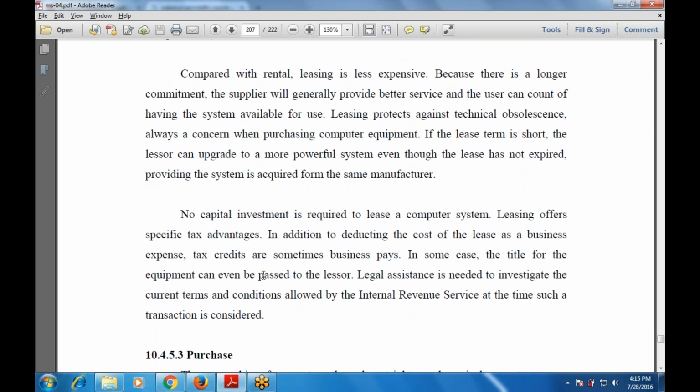No capital investment is required to lease a computer system. That means there's no usage of capital investment, or no money required, to lease a computer system.